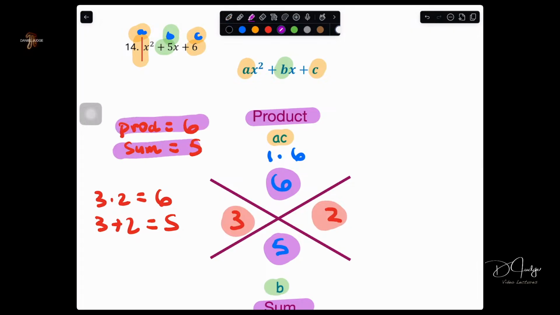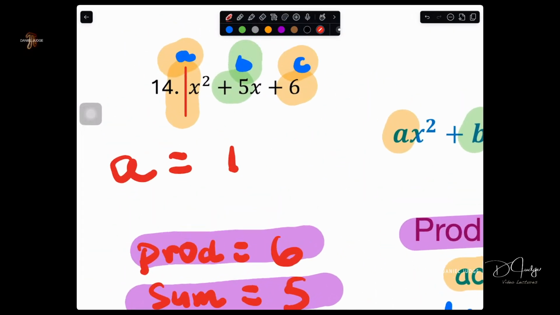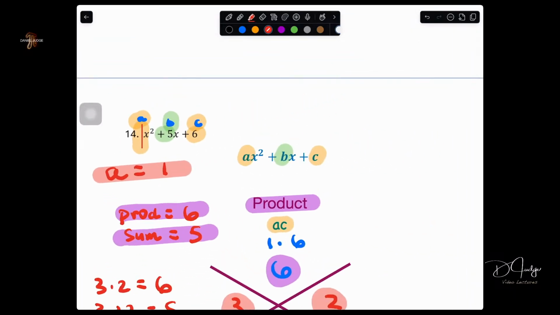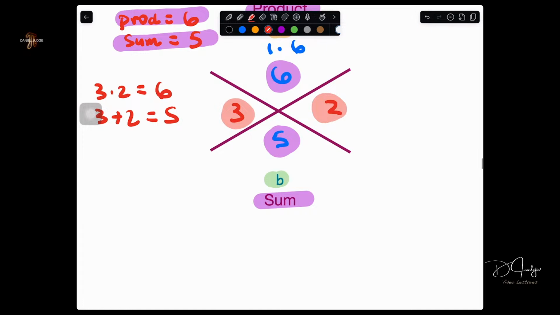Now, I want to point out something too as well. A here is the value 1. That first term is 1. When a is 1, like in this case, you're actually done factoring. That your answer will be, if we put this in our answer form.